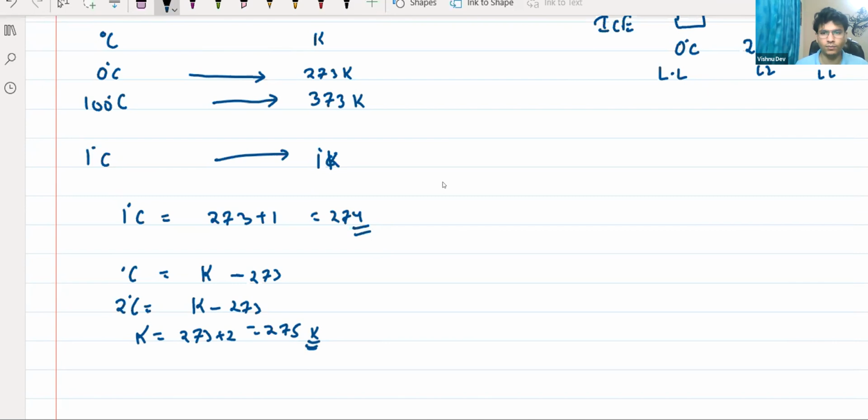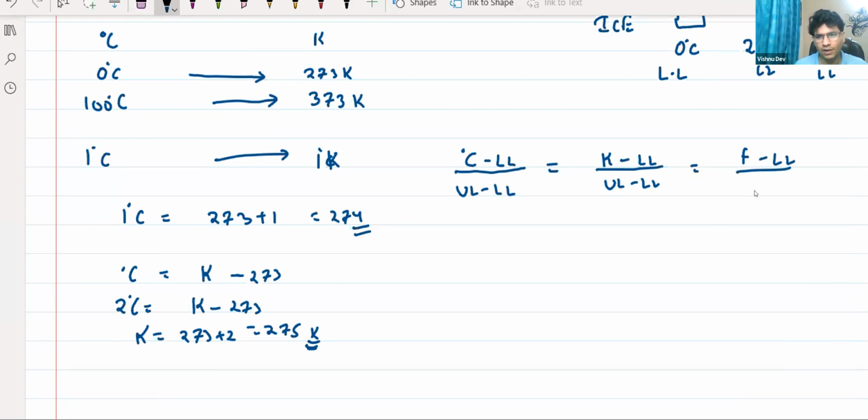The formula is this. Everyone, please pay attention. So this is degree centigrade, here I will write Kelvin, and here I will write Fahrenheit. Now, what is the lower limit? Write down: degree centigrade minus lower limit by upper limit minus lower limit is equal to K minus lower limit by upper limit minus lower limit is equal to F minus lower limit by the same upper limit minus lower limit.